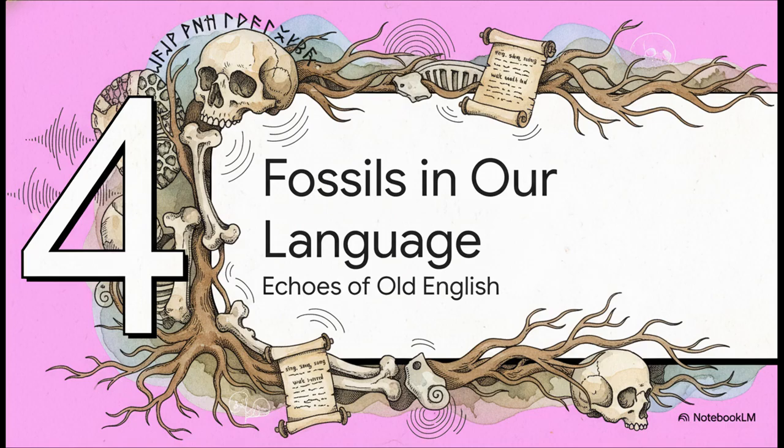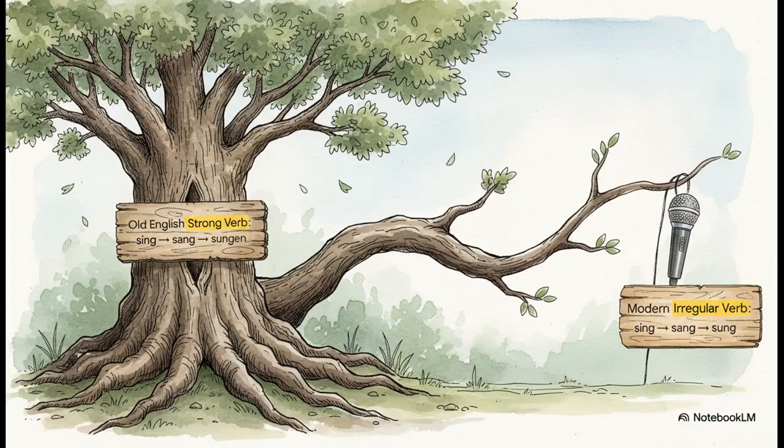Okay, so why does any of this ancient grammar even matter today? Well, here's the aha moment. Because those 2 families of Old English verbs, the strong ones and the weak ones, they never really left. They're still with us, hiding in plain sight. They're like fossils embedded in our modern language. And right here, this is the solution to the puzzle.